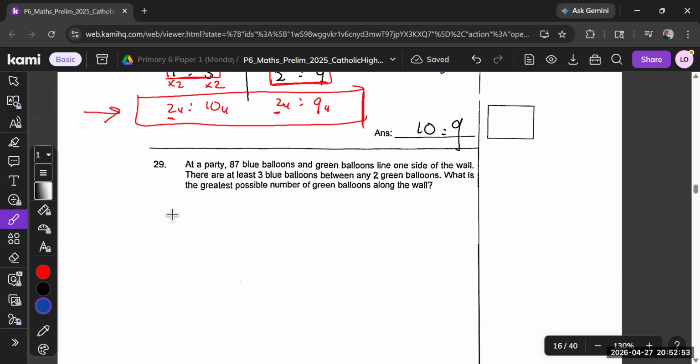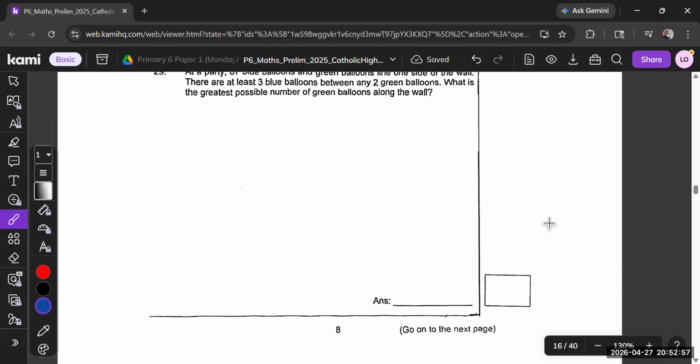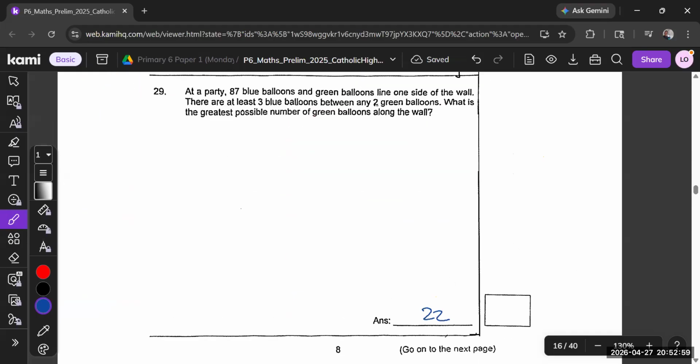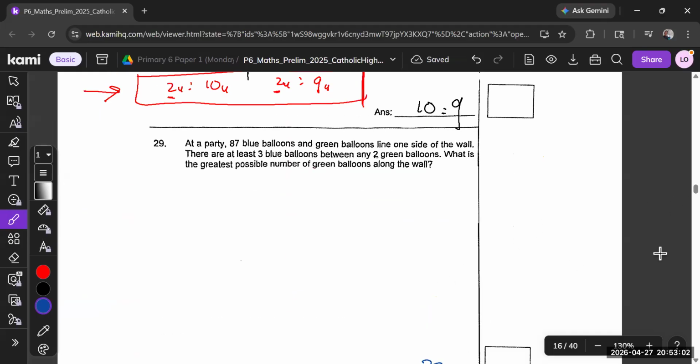Okay, question 29. What's the answer? The answer is 22. Okay? And how do we do that? Okay, you need to draw a diagram. And there's a method here. At the party, 87 blue and green balloons line one side of the wall. There are at least three blue between any two green.